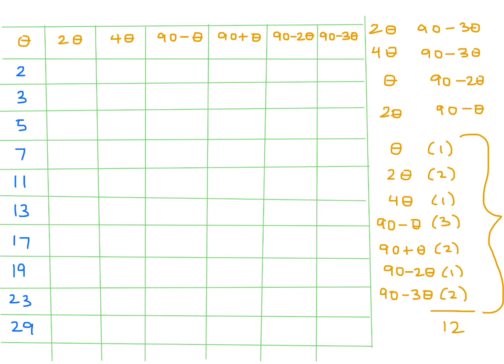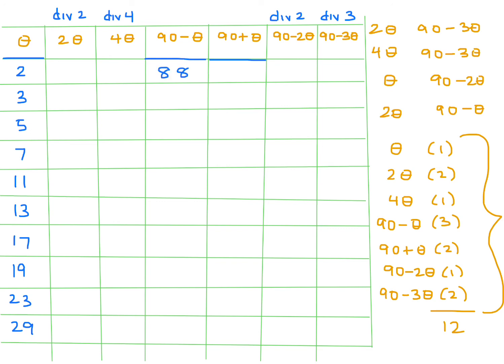Now here's the thing. This is a big table and it's very time consuming, right? The math is not that hard, but it's just time consuming. But some of these I don't need to fill out. Why? Well, because 2 theta is not going to be prime. It's divisible by 2. 4 theta is obviously not going to be prime because it's divisible by 4. So I don't need to worry about those guys. 90 minus theta, 90 plus theta, that one I need to figure out. 90 minus 2 theta, you can factor out a 2. So that's going to be divisible by 2. That can never be prime, therefore. And 90 minus 3 theta is going to be divisible by 3. You could factor out a 3. So the only columns I need to figure out are this one, and this one. So that's what I'll do.